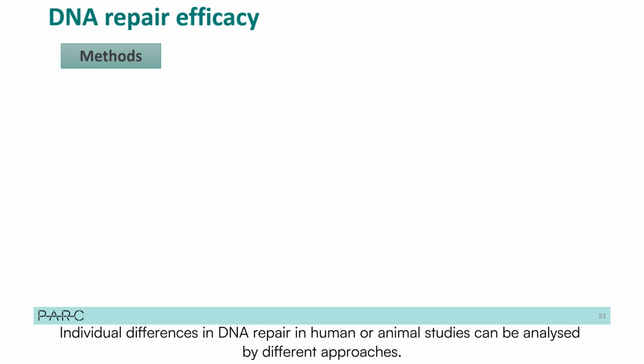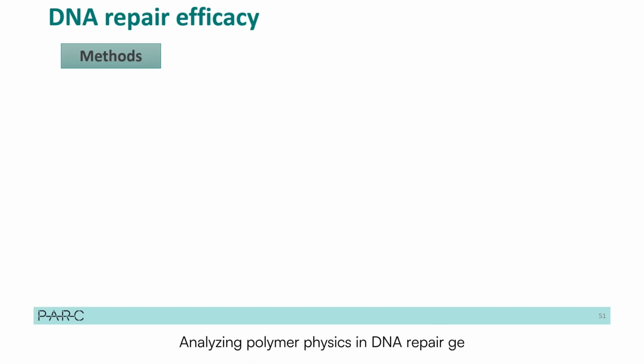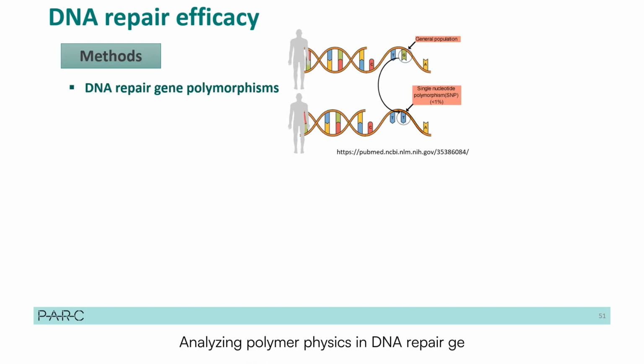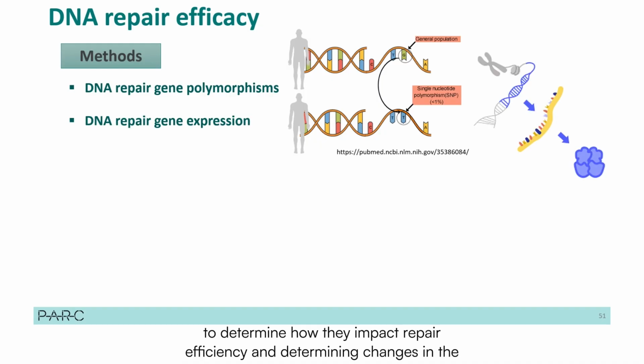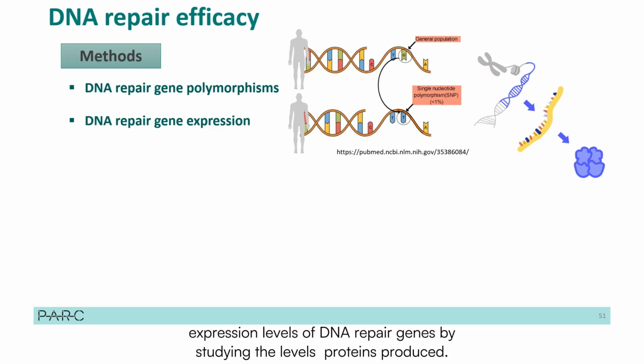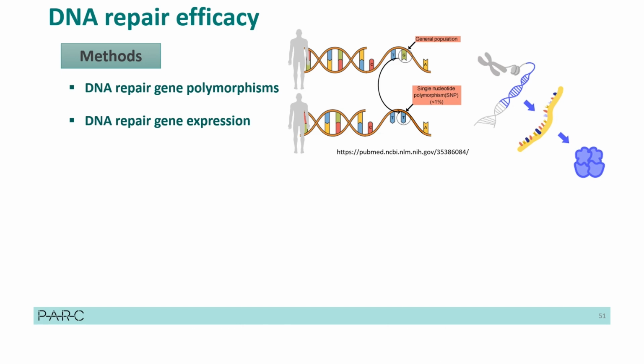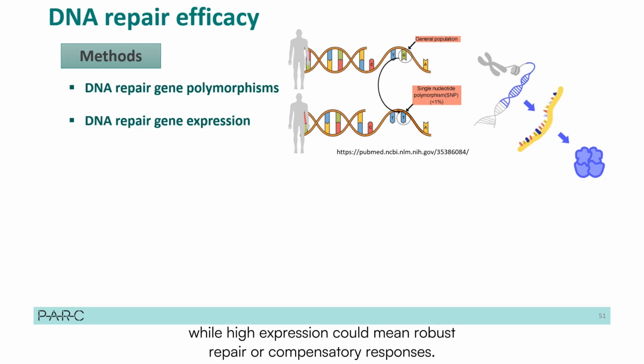Individual differences in DNA repair in human or animal studies can be analyzed by different approaches: analyzing polymorphisms in DNA repair genes to determine how they impact repair efficiency, and determining changes in the expression levels of DNA repair genes by studying the levels of mRNA and proteins produced. This can be indicative of how cells respond to DNA damage, since low expression may suggest impaired repair capacity, while high expression could mean robust repair or compensatory responses.